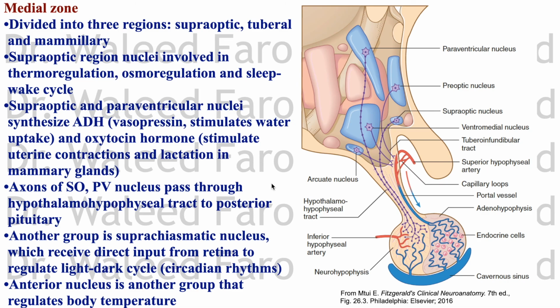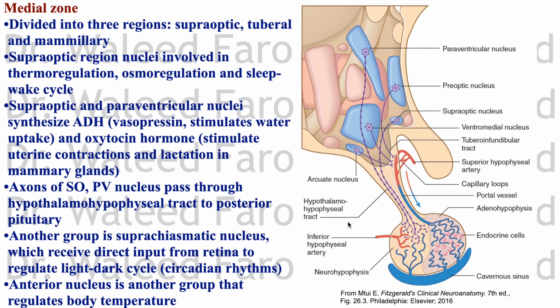Also, axons of the supraoptic and paraventricular nuclei pass through the hypothalamo-hypophyseal tract, as you can see here, to the posterior pituitary. Actually, the hormones are formed up here, and then they go down the nerve fibers to be stored in the posterior pituitary and released from there. That's why sometimes they consider them as neurotransmitters. They pass through the hypothalamo-hypophyseal tract to a posterior pituitary.